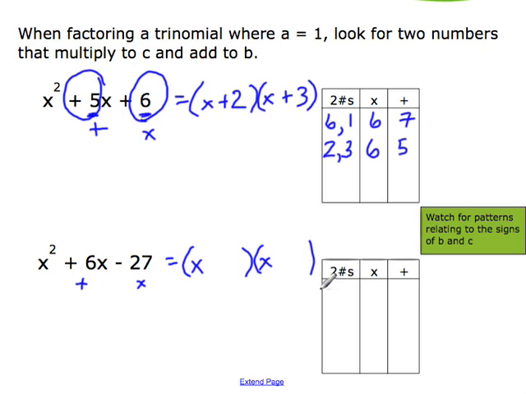9 and 3, but it has to be negative 27. So why don't we try negative 9 and a positive 3? Or we could try a positive 9 and a negative 3. You're probably already picking which one it is. Okay, to multiply, minus 9 times 3 is minus 27.